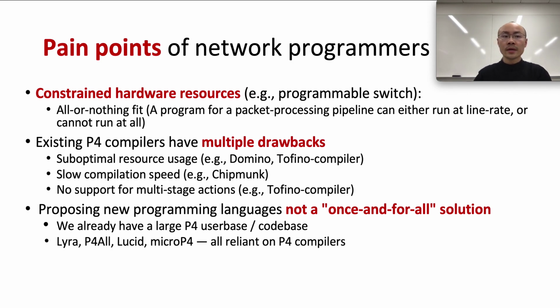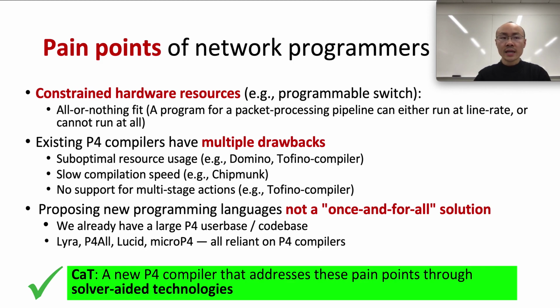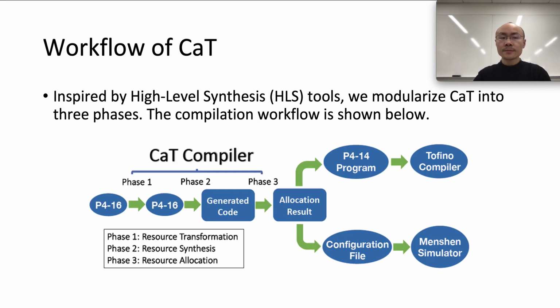Therefore, we developed CAT, a new P4 compiler, to address these pain points through software-aided technologies. Inspired by HLS concepts, CAT consists of 3 phases. Transformation can reduce the usage of scarce resources through rewriting a program. Synthesis can do the code generation faster using simpler program synthesis queries. Allocation can fit each type of resource into the backend using ILP or SMT solvers.